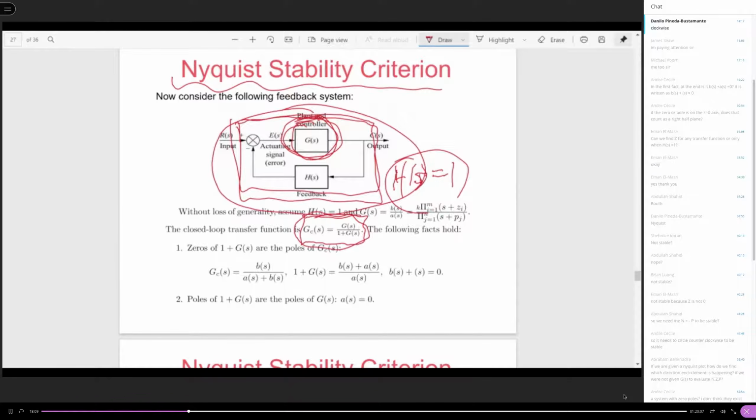Let's see how we can establish a relation between the open loop system's Nyquist plot and the closed loop system's stability. If I can establish such a relation, my job is done. That's exactly what we call the Nyquist stability criterion. Now, let's see a couple of hard facts. You've got to pay attention to me.